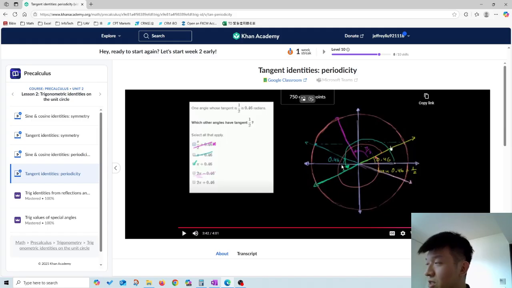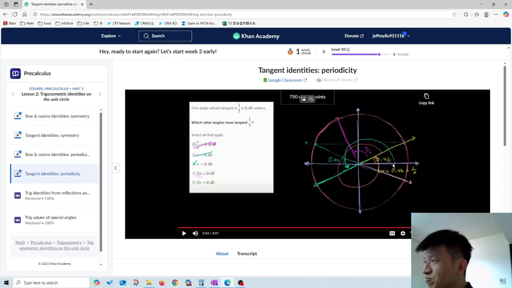And how about this one? Pi plus theta. Pi is 180 degrees, plus theta, you have the green line right here. Does that equal the original in terms of the tangent? Well, you have a negative cosine, and you have a negative sine. But negative divided by negative, you have positive right there. So in terms of tangent, they are the same. So that one applies. So how about 2 pi minus theta?